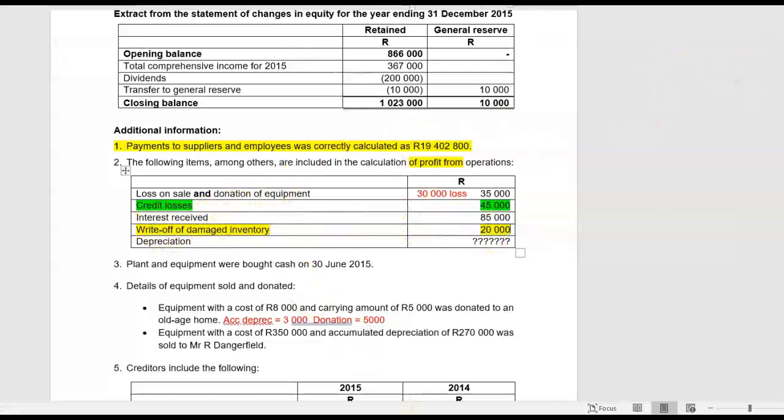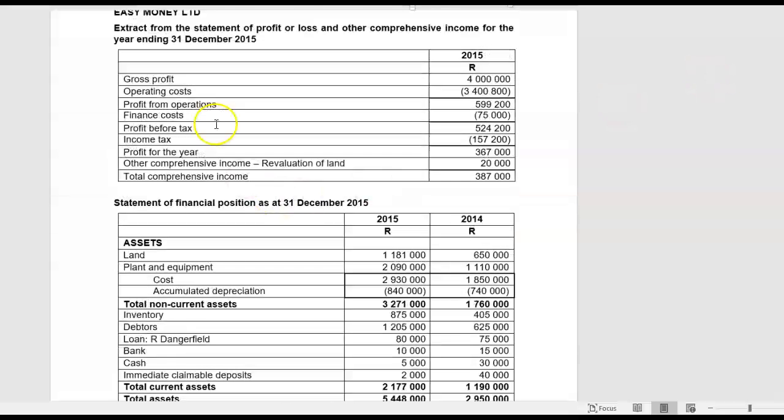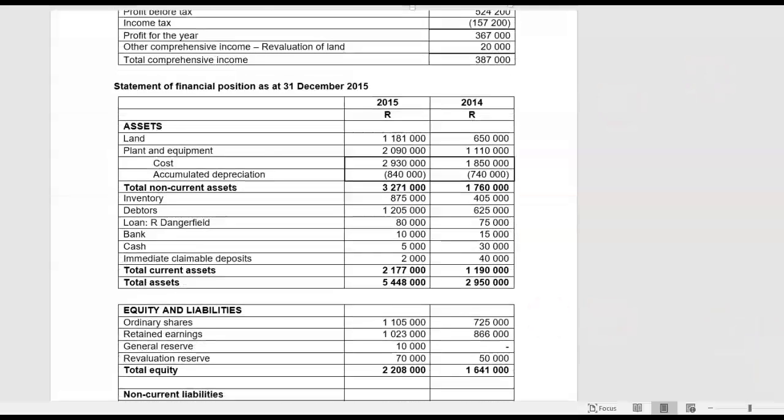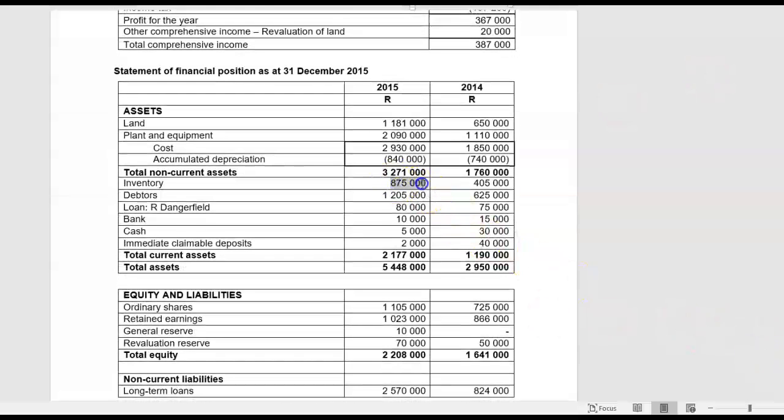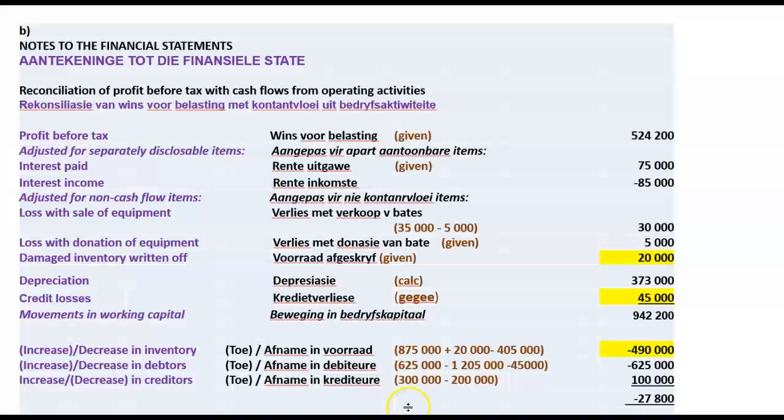Now what did that actually, the amount that we show in our statement of financial position for inventory was after the write-down has already been done. So we know that if we want to work out how much was the actual movement in inventory, or the amount that we actually spend on inventory items, we have to add back that 20,000 to derive at what the balance of inventory was before the write-down, which was 895,000. And that we are going to compare with the 405,000 of last year.